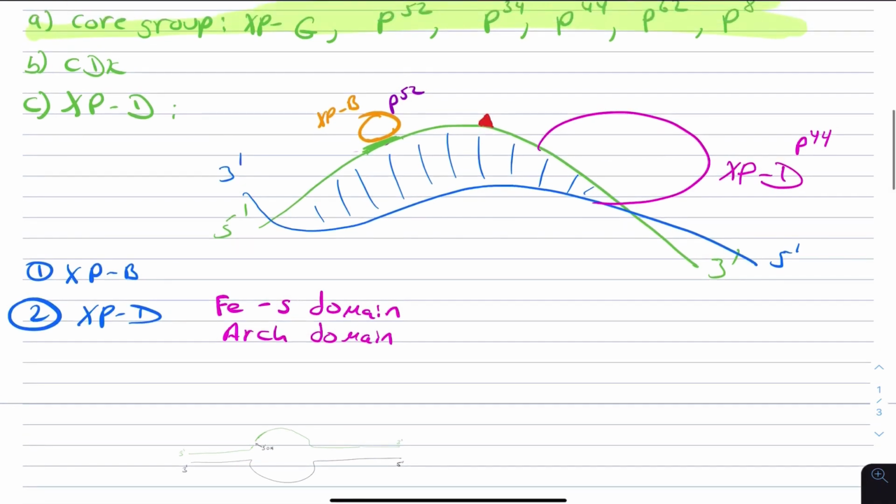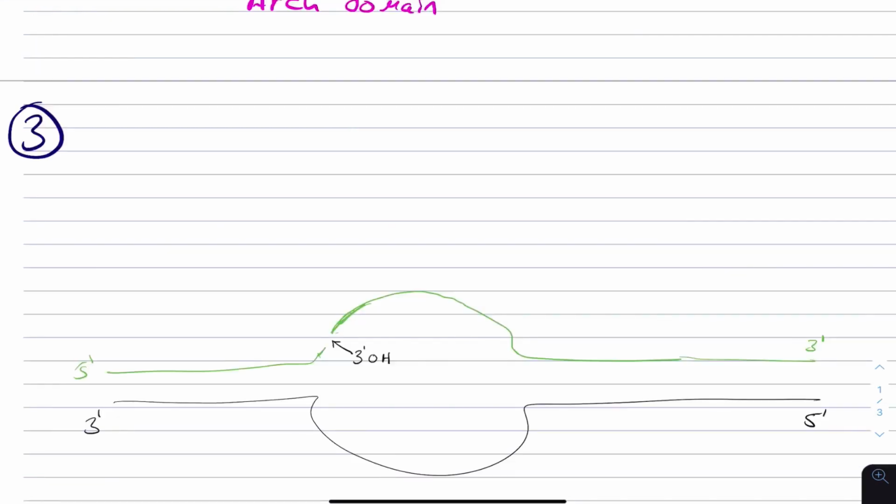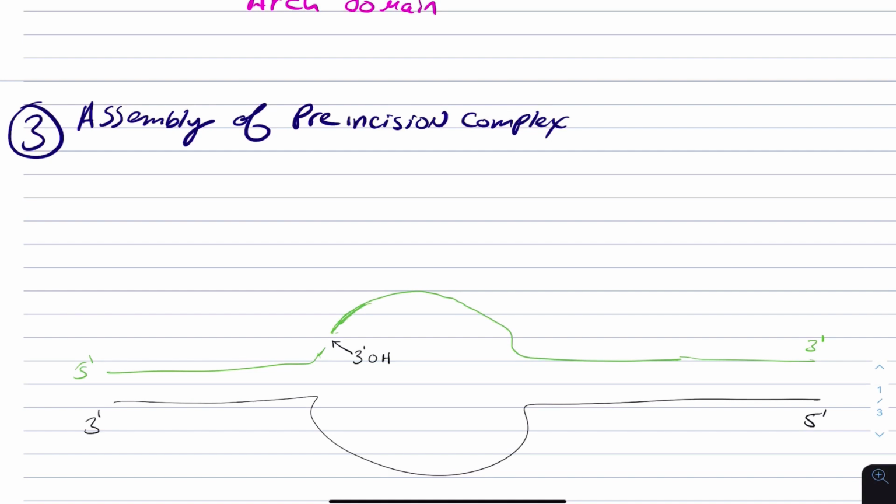So now we have our XPB and XPD formed. We've verified the damage on the DNA, and we've opened up the DNA. Now let's move on to the third step. The third step is the assembly of the pre-incision complex. In order for this to take place, more proteins are required, and the proteins required over here are XPA and RPA.